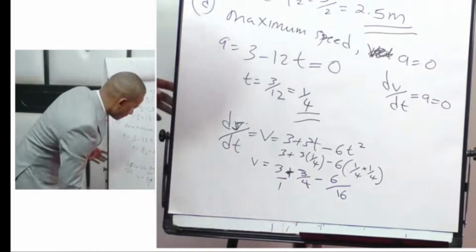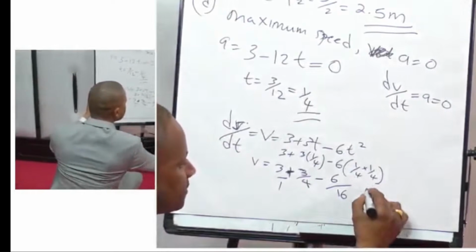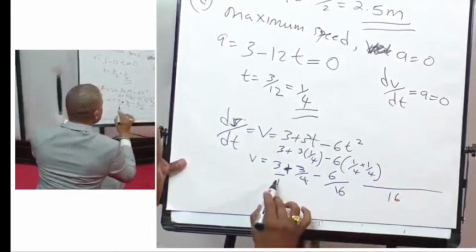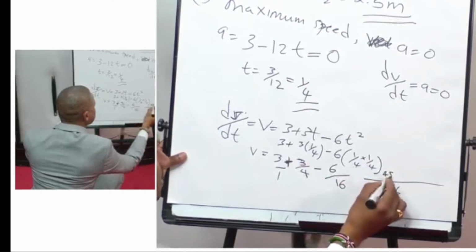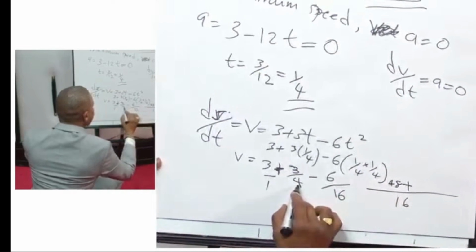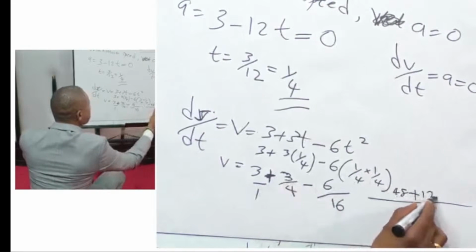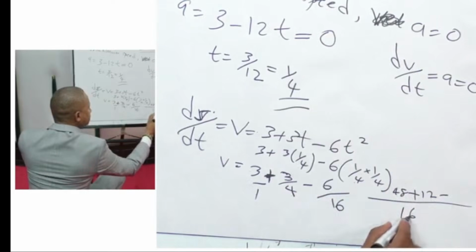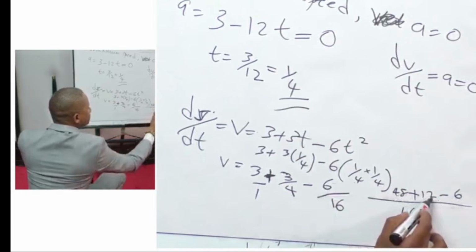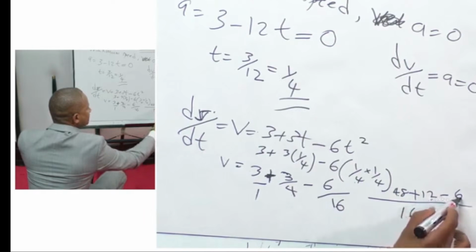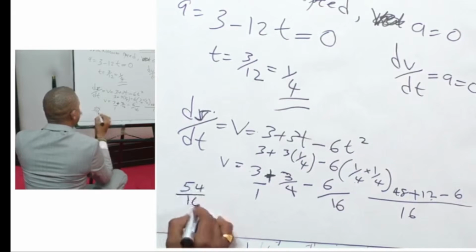Let's find the LCM for this. The LCM is 16. Then 1 goes into 16, 16 times 3, 48. Plus 4 goes into 16, 4 times 3 is 12. Minus 16 into 16, 1, 1 times 6, 6. 48 plus 12 is 60. 60 minus 6 is 54 over 16.